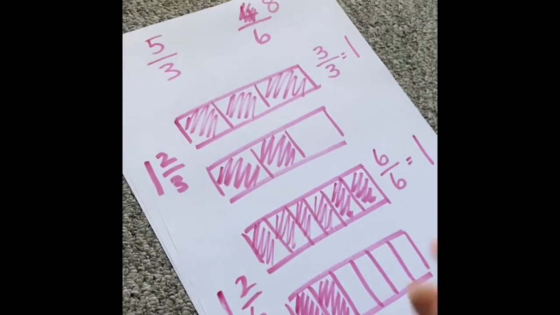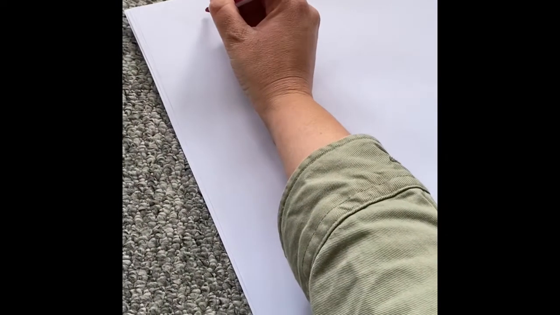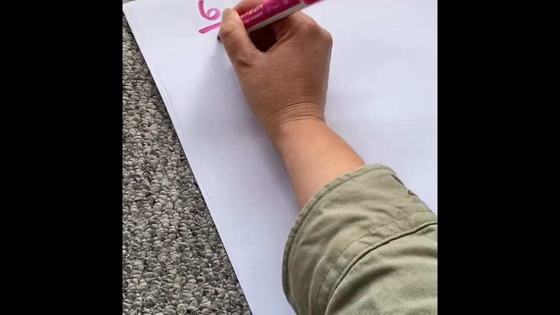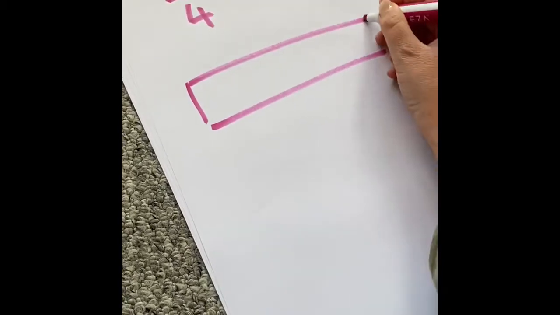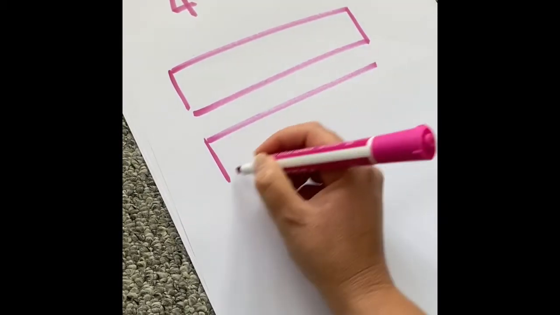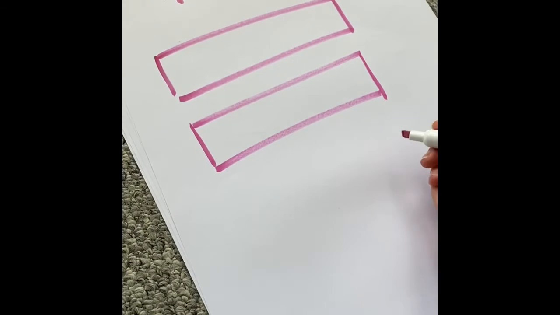So let's do one more of those. And this time we're going to use quarters and eighths. So I'm going to see if 6 quarters, I'm going to check, find out whether it's bigger than, let's do 12 eighths. Okay, let's go. This is going to be the first one that we need for our quarters.